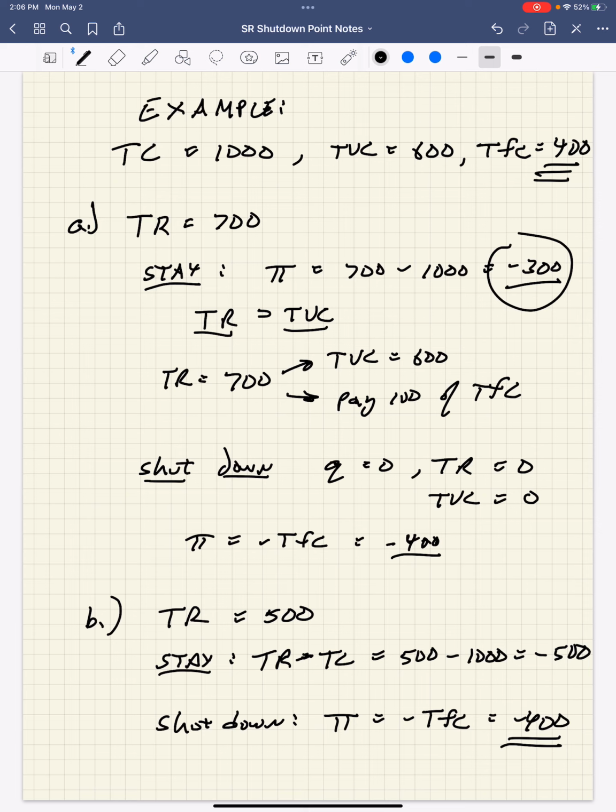So in making this decision, all you need to be able to compare is revenue versus variable cost. When revenue is above variable cost, you're better off staying. When revenue is below variable costs, you're better off shutting down in the short run. Again, in the long run, in either case, we're going to shut down.